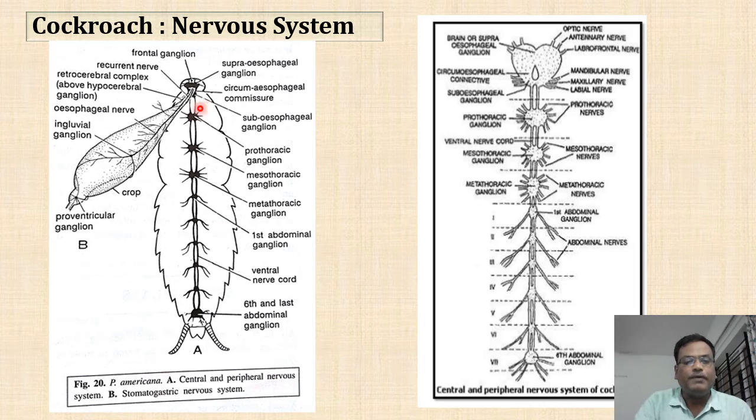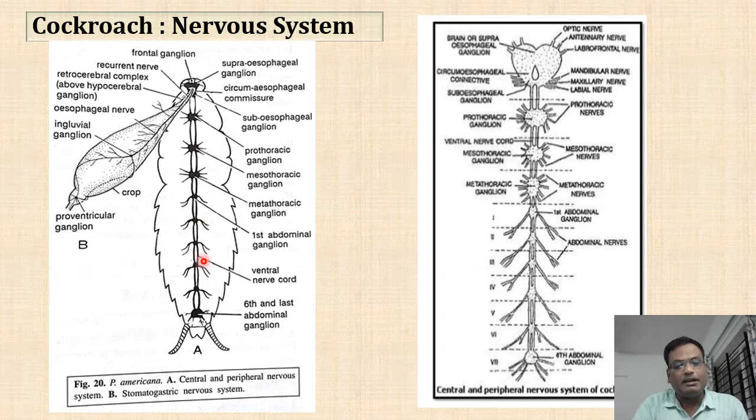And then we find the ganglia in the segments. So this part of the body is thorax. And we already know that in the cockroach, like any other insect, we find three thoracic segments. In each segment, one ganglia is present. So we call these three as thoracic ganglia. So this is prothoracic ganglion, this is mesothoracic, and this one is metathoracic ganglion.